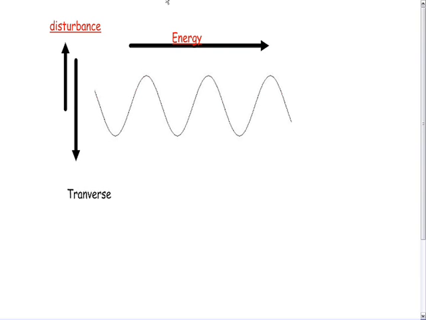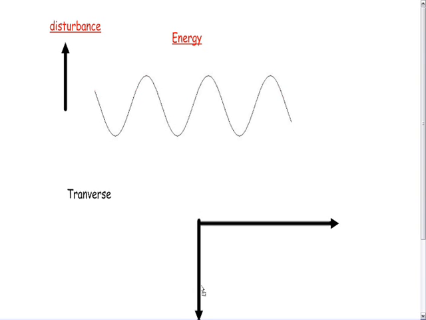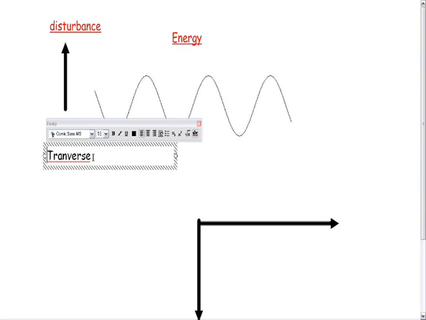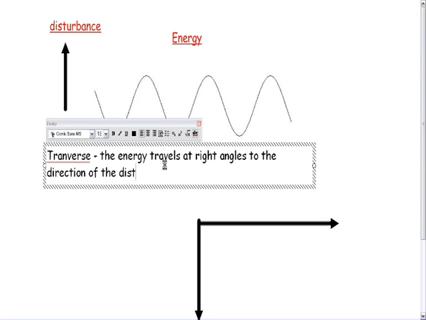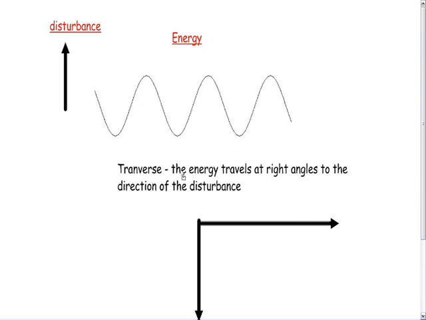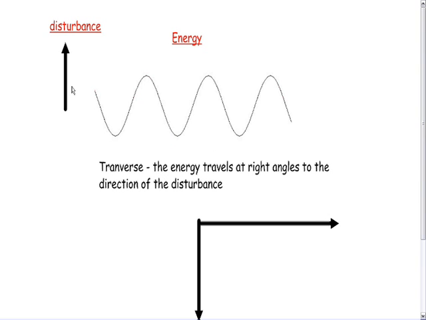Now if you are a transverse wave, then the disturbance is always at right angles to the direction of energy flow. So that's the definition of a transverse wave. In a transverse wave, the energy travels at right angles to the direction of the disturbance. That's your transverse wave. Happy with that? Good.